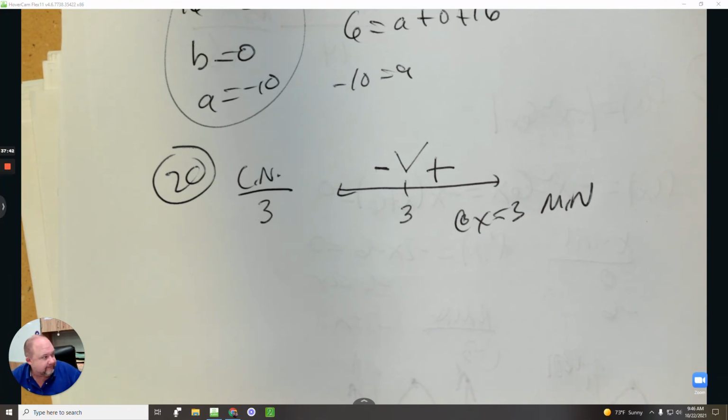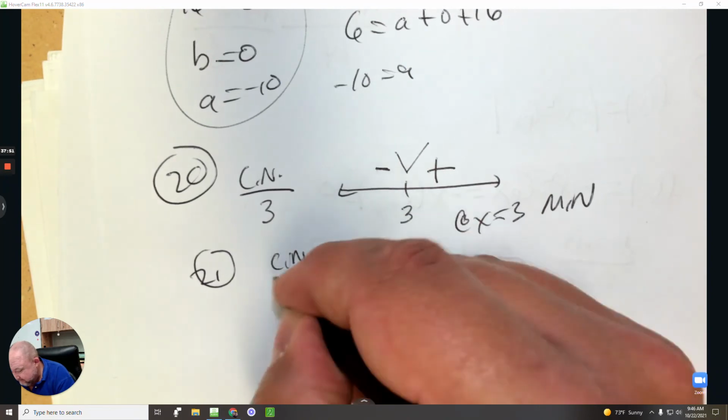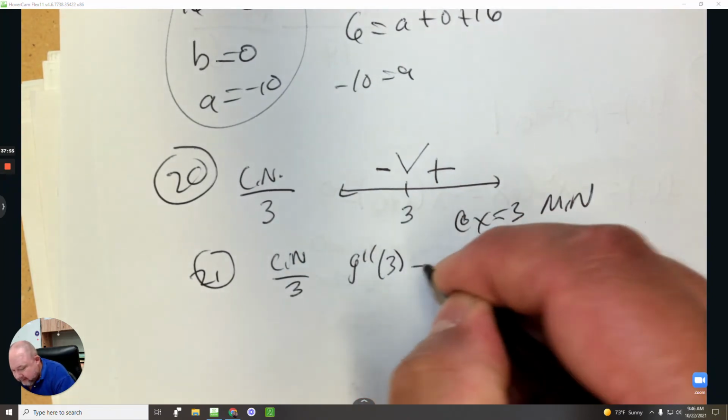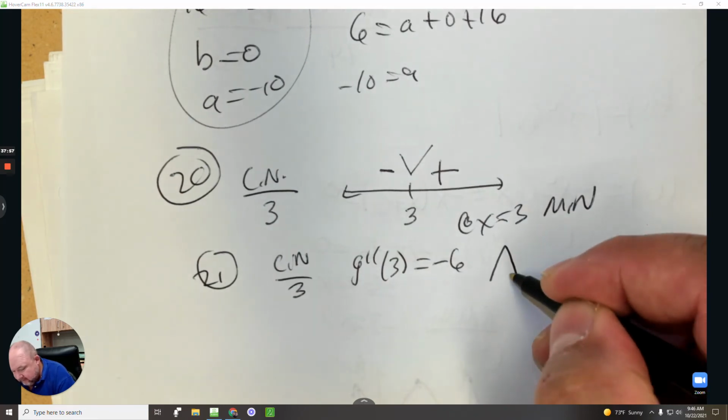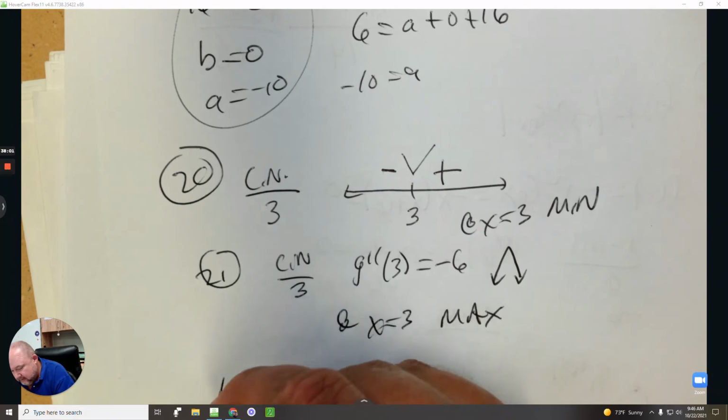21. In 21, 3 is the only critical number again. And it says the second derivative at 3 is negative. Well, that's concave down, so at x equals 3 is a maximum. 22.